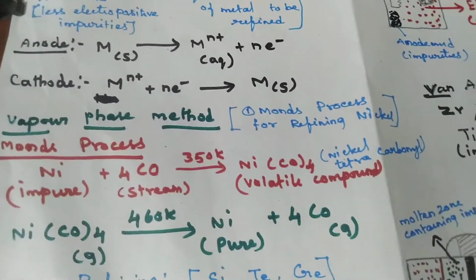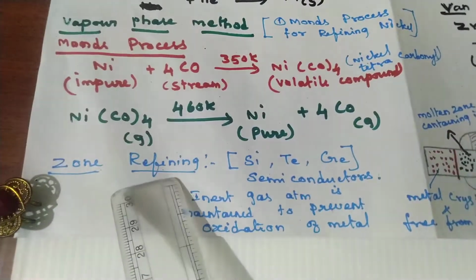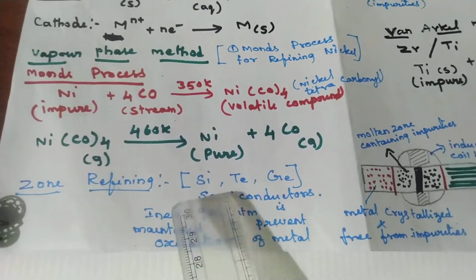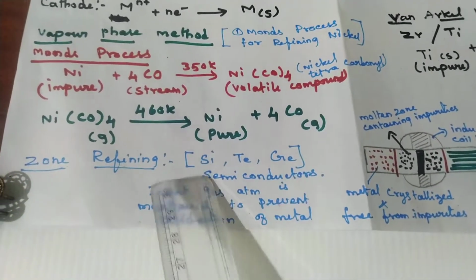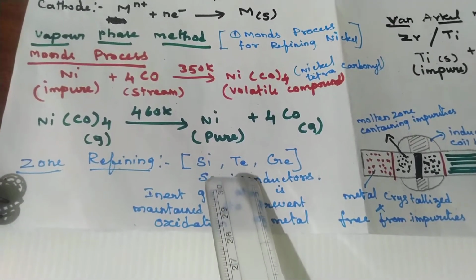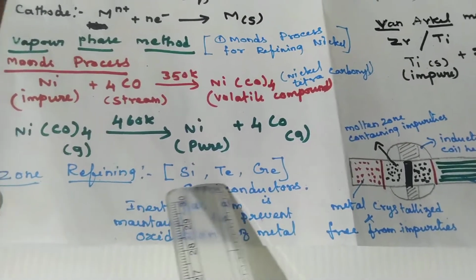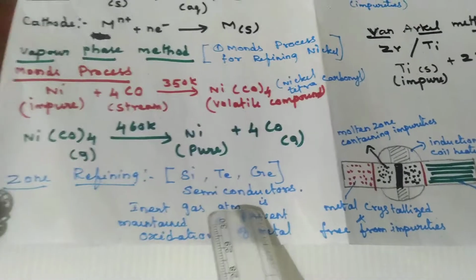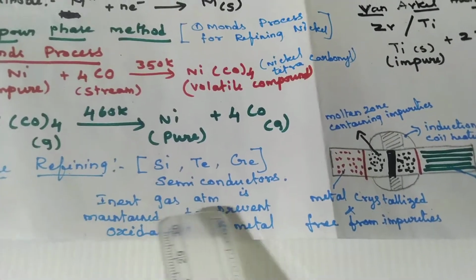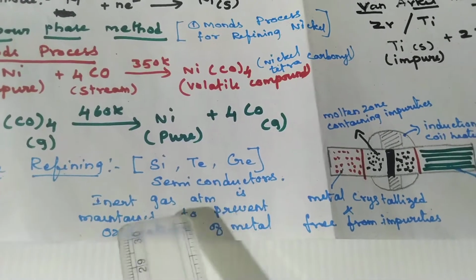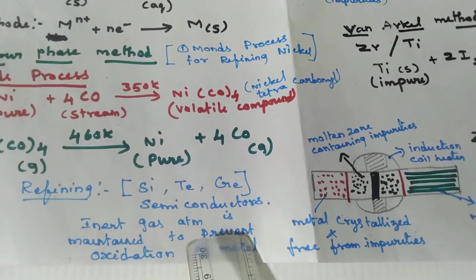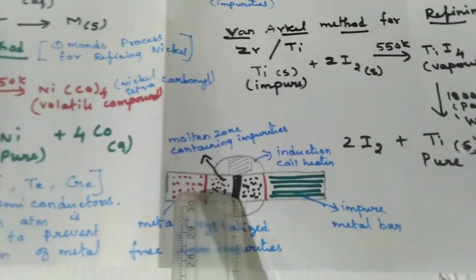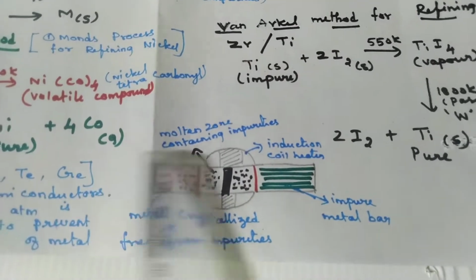Now the last is the zone refining process. Actually this process is used for refining semiconductors like silicon, tellurium and germanium, because these three act as semiconductors. And this process takes place in an inert gas atmosphere, because only then does it prevent the oxidation of the metal. Look at this picture which is used in zone refining. Of course it is not given in your textbook, just go through this one.